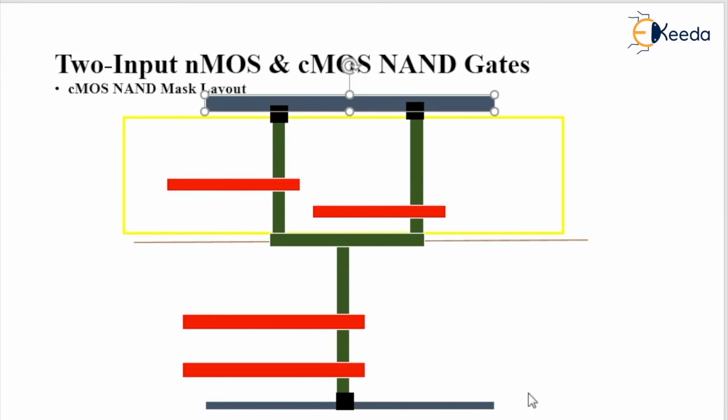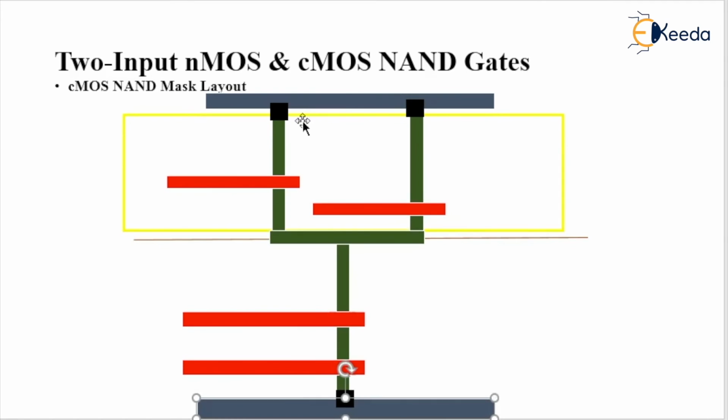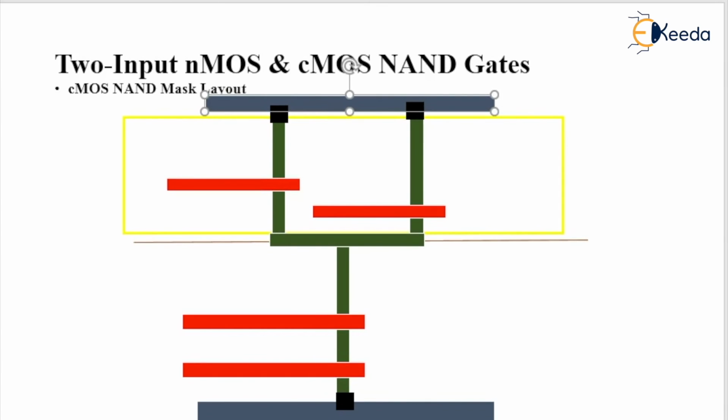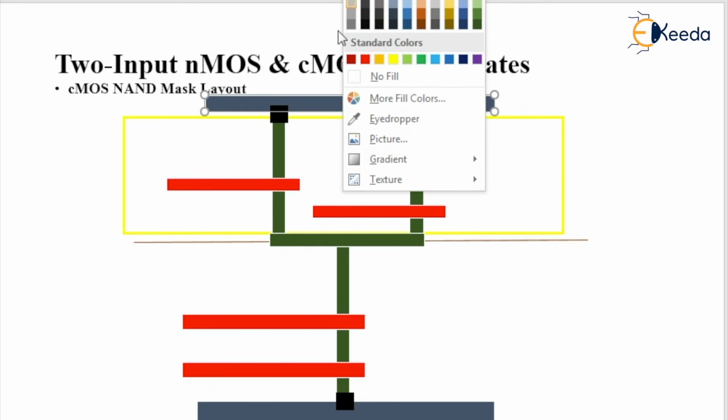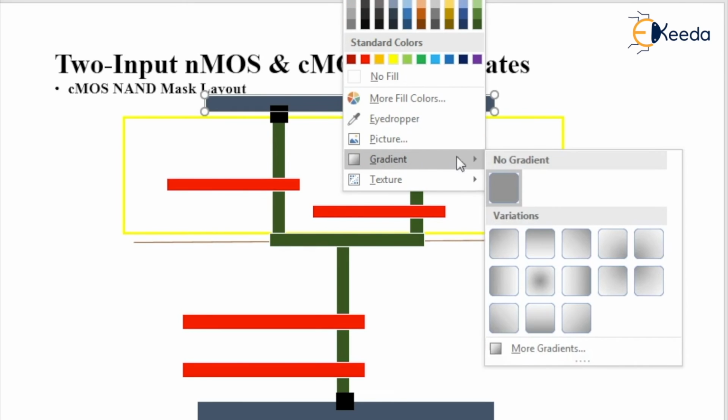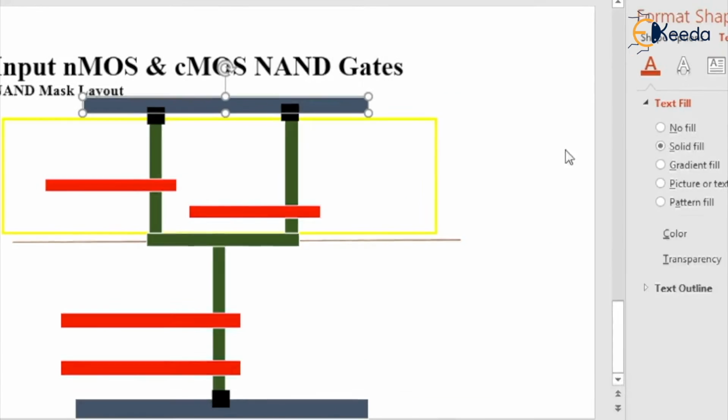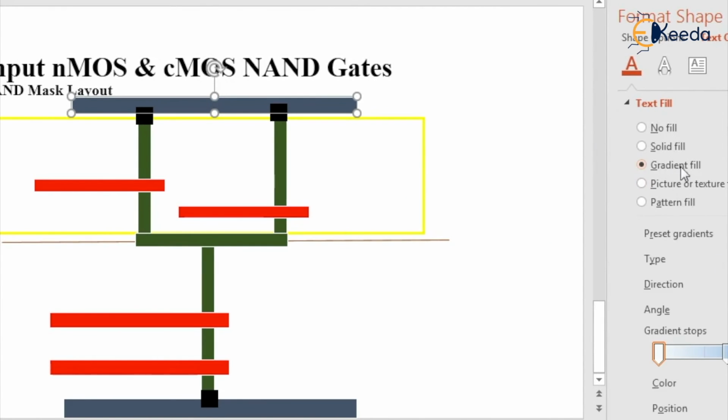We have to represent this with patterns. Otherwise, it does not look like our mask layout. So go through the patterns part. Format shape, text fill is there here. Now I'm going to go through the patterns. There is gradient fill, sorry, pattern fill is there.